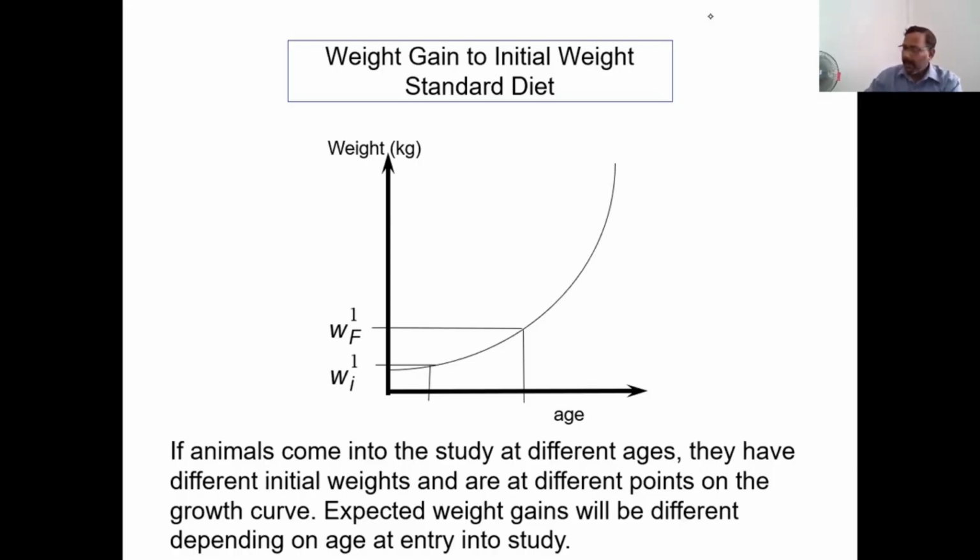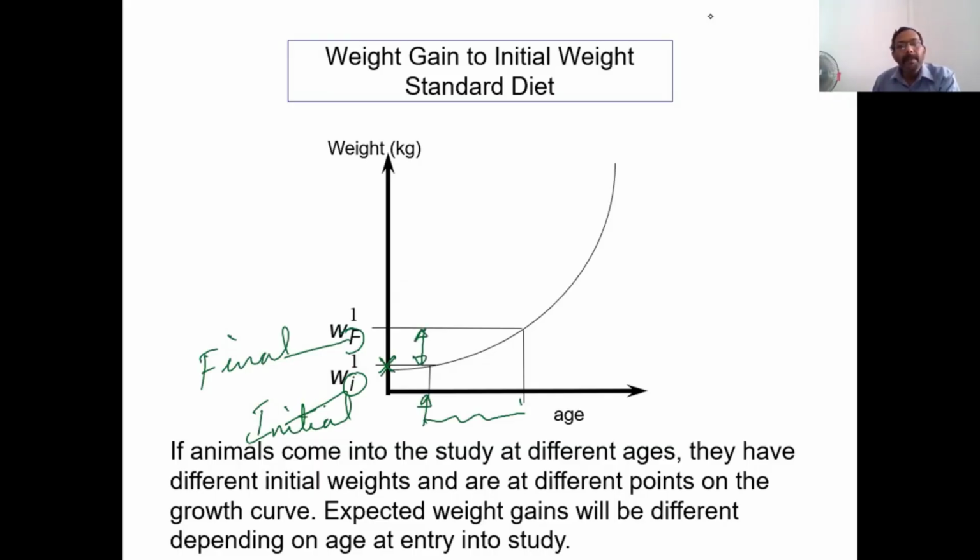So here, this is the initial weight. This is final. If an animal comes to the experiment at this stage, its initial weight is this. After 4 weeks, this is the story. As an example, after 4 weeks, this is the story. This is my final weight, right? So this is my weight gain. This is my weight gain for the one animal.